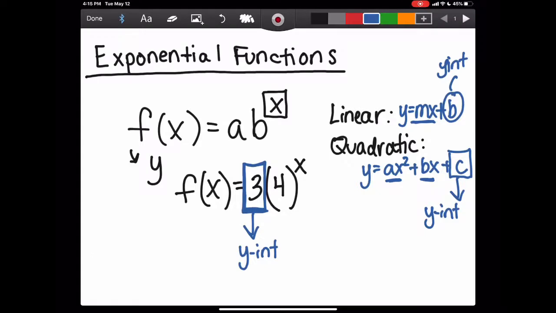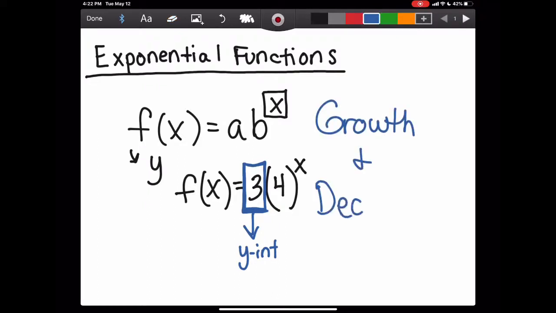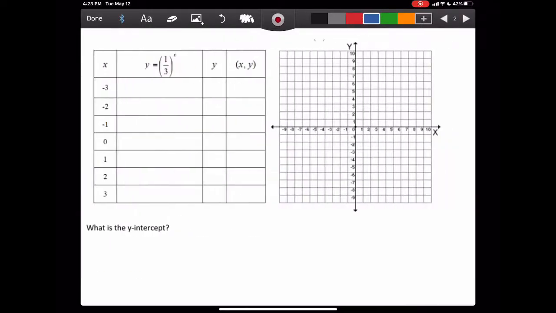Okay. Another important thing about exponential functions is that they can describe growth and decay. What that means is, if we graph an exponential function and it rapidly increases, it can be described as growth. And if we graph an exponential function and it rapidly gets smaller as x increases, it rapidly drops, that can be described as decay.